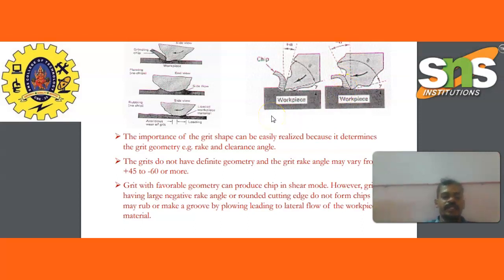The importance of the grit shape can be easily realized because it determines the grit geometry. Examples: rake and clearance angle. The grits don't have a definite geometry and the grit rake angle may vary from plus 45 to minus 60 or more. Grits with a favorable geometry can produce chips in shear mode. However, grits having a large negative rake angle or rounded cutting edge don't form chips but may rub or make a groove by plowing, leading to lateral flow of workpiece material.